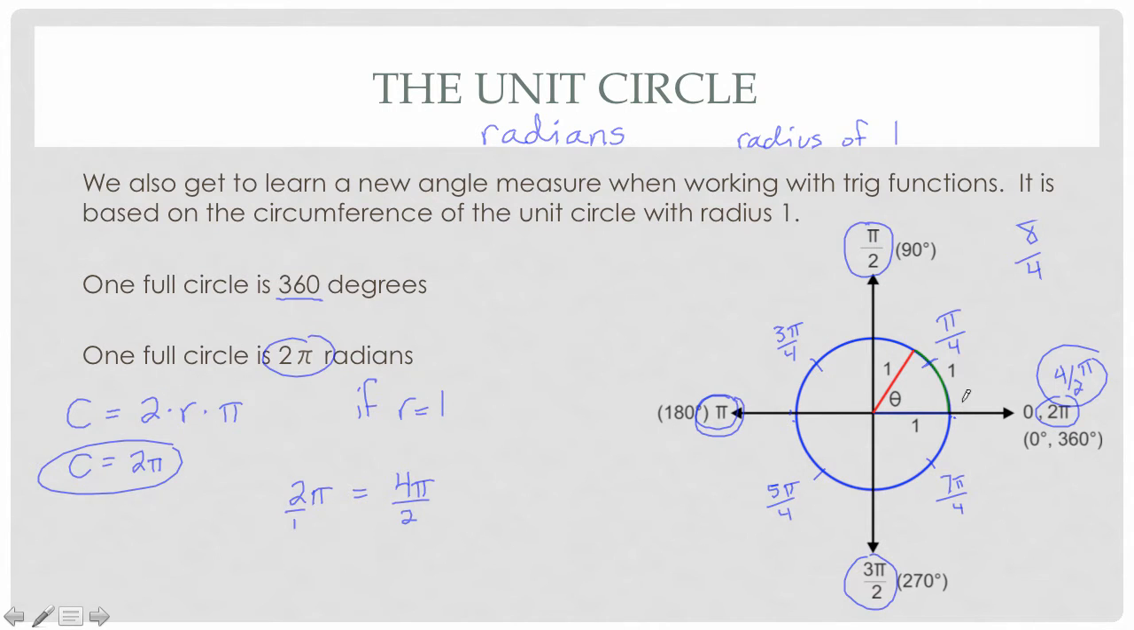We can break it down into sixths, we can break it down into thirds. We'll get more into that later. But that's where radians comes from, is the idea of one whole lap around the circle is 360 degrees. Or if I specifically make the radius of the circle 1, one full circle is 2 pi radians.